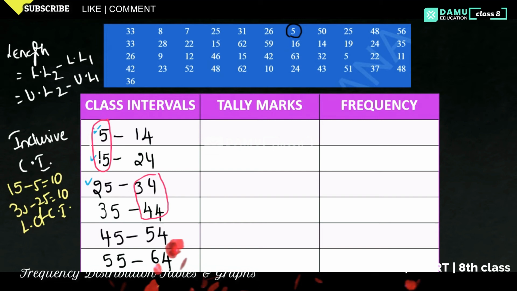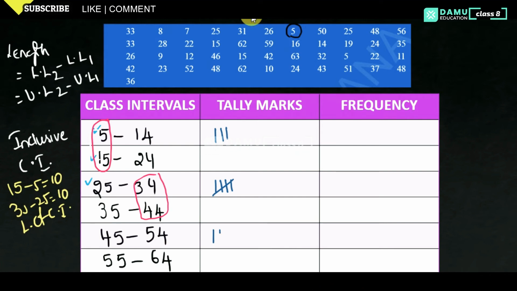Now we are going to write tally marks. 33 falls here, in the 25 to 34 range. Next, 8 and 7 fall in the first interval. 25 falls here because 25 is in this range. 31 and 26 also here. 5 here. 50 here. 25 again. 48 falls in 45 to 54, because that is the range.